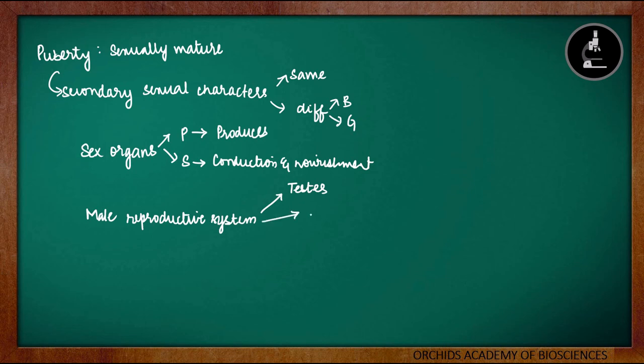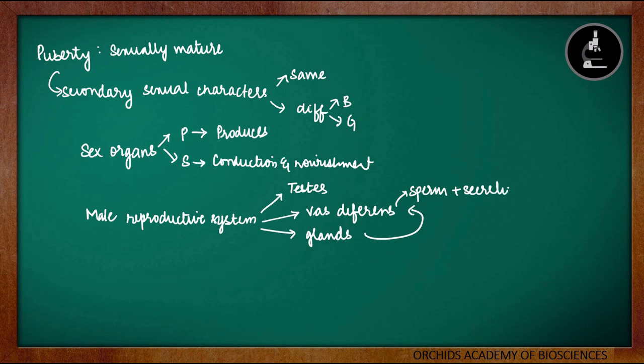After testes, we discussed the vas deferens, which carries the sperm from the testes. Then we also discussed the glands, which come in the pathway of the sperm while it moves through the vas deferens, and the glands add their secretions to the sperm present in the vas deferens, and sperm along with the secretions from the glands is called semen.